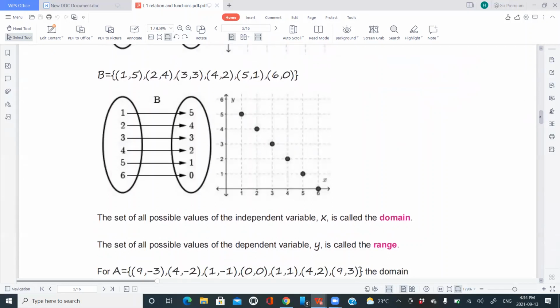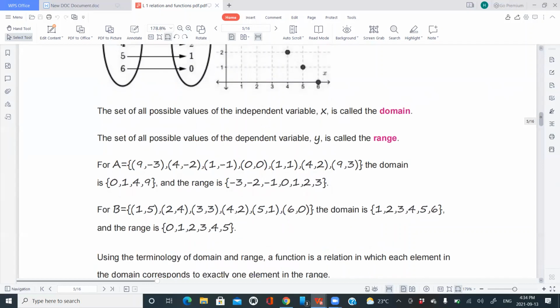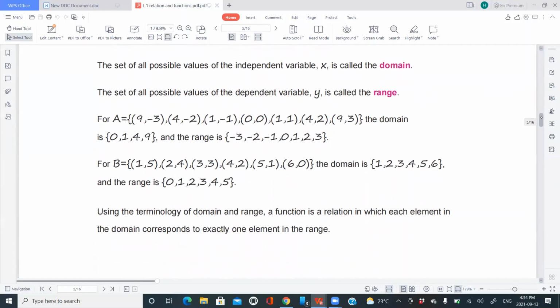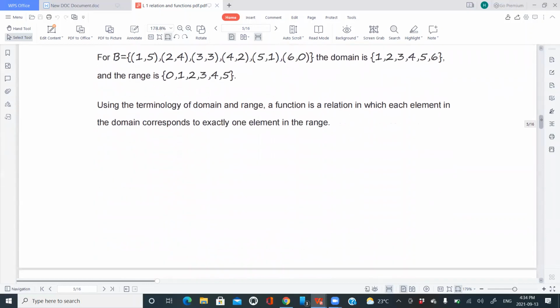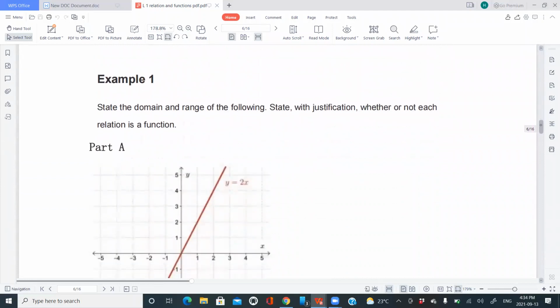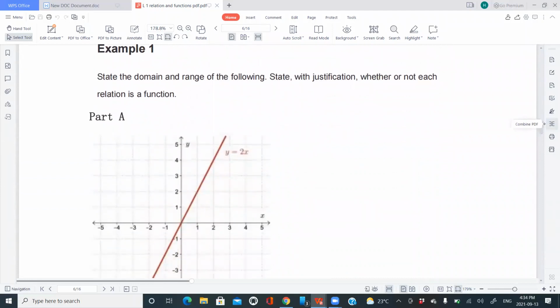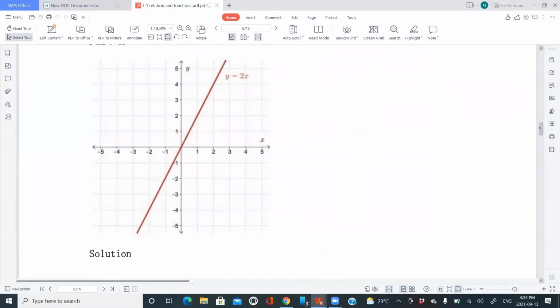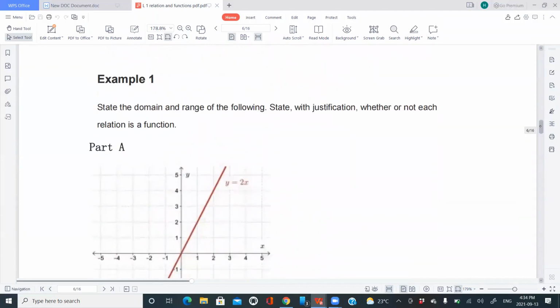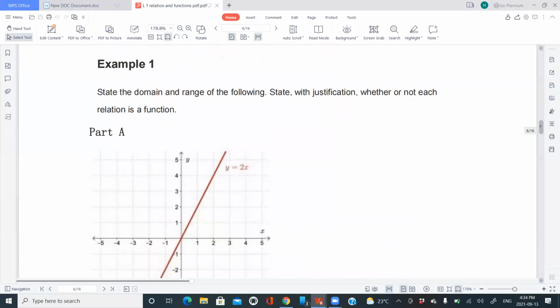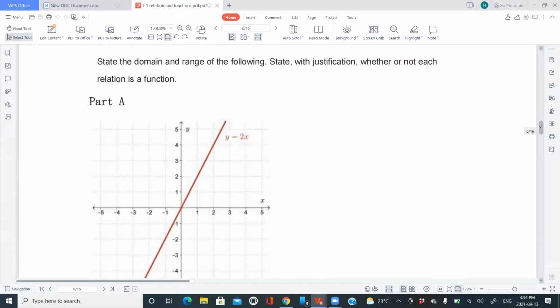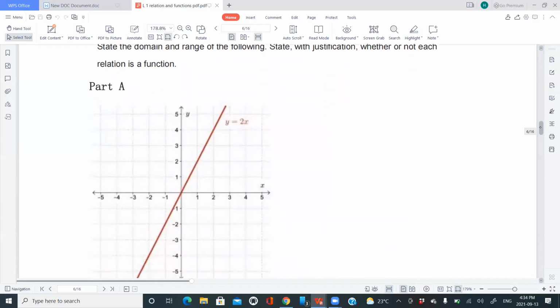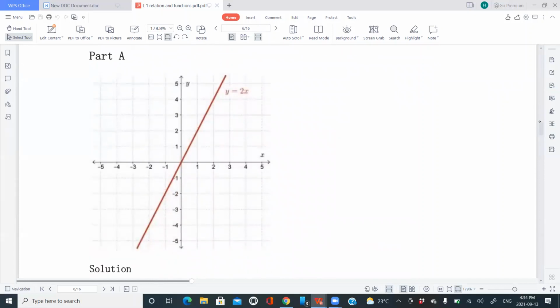Next, this is domain and range, everything which I explained to you. This is the whole explanation, you can read it after. So this is example number 1. The graph is given, and from this graph, state the domain and range, and also tell whether this relation is a function or not. First of all, tell me what is the domain and what is the range.